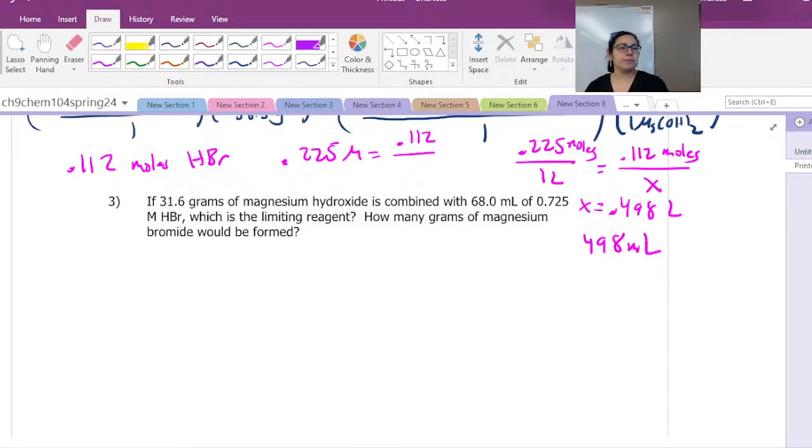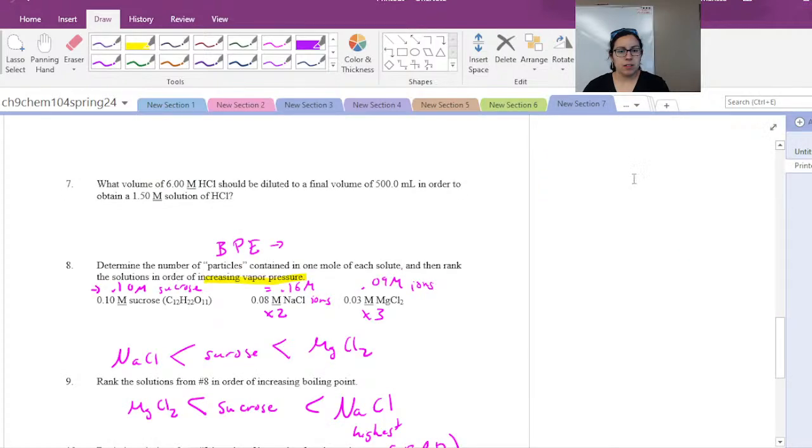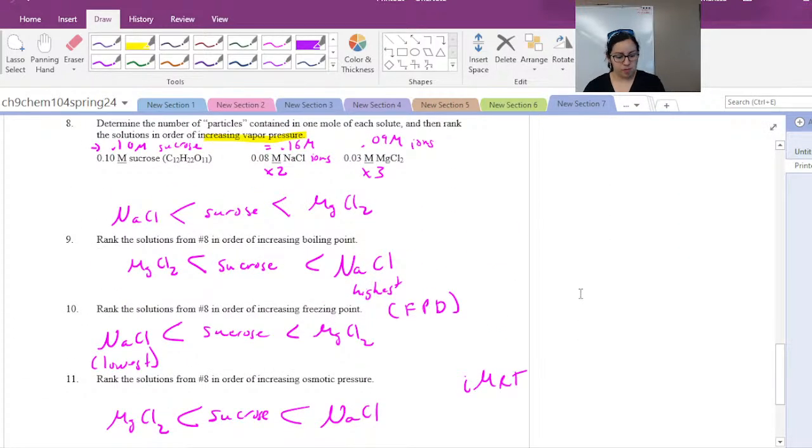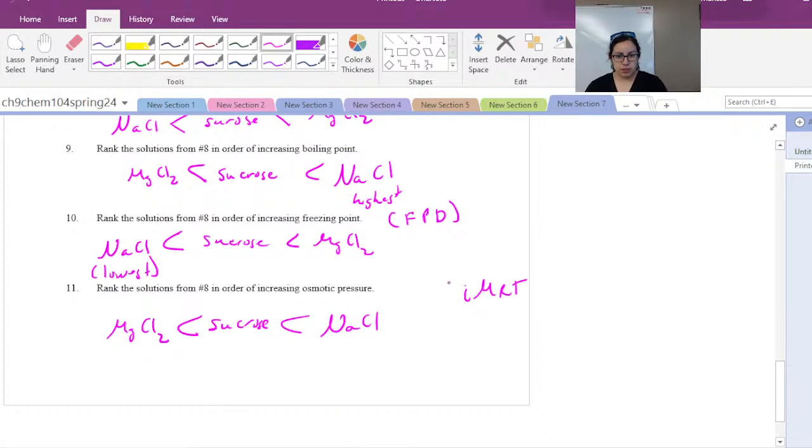Question? It's about the homework, the solution homework. I don't get how you get the osmotic pressure, which is increasing. The other two make sense, freezing and boiling point, but the osmotic pressure is just based on the number of particles. So more particles, greater osmotic pressure.